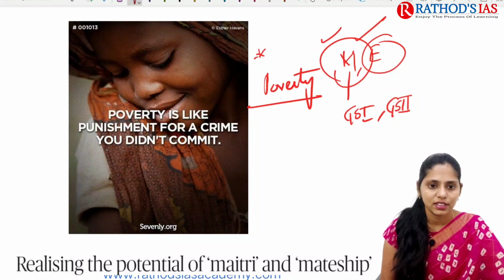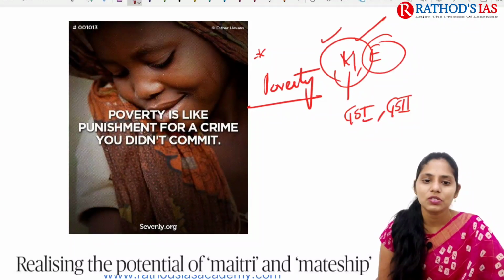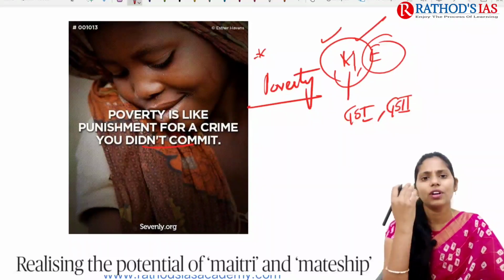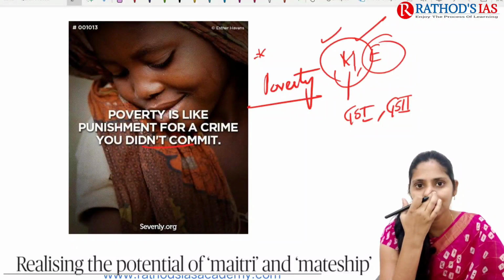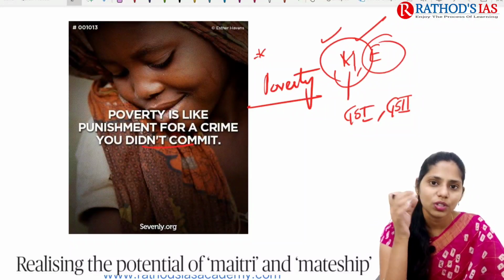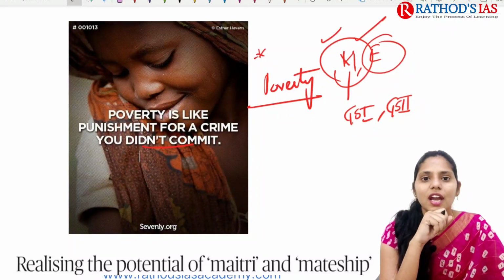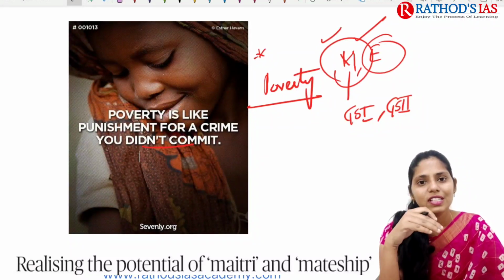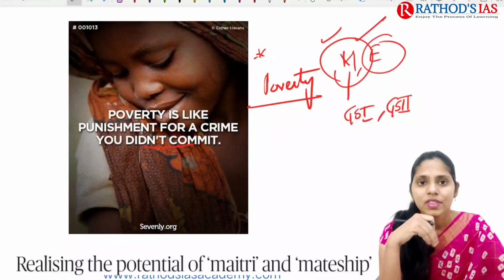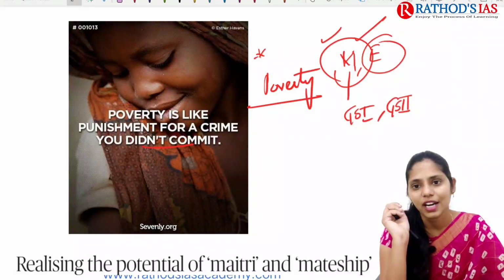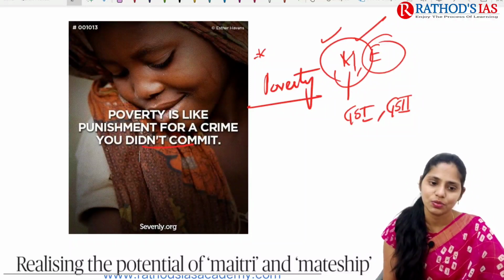So the quote here is, poverty is like punishment for a crime you didn't commit. So poverty is nothing but a punishment. Because if you are in poverty, it means you are not going to get enough food. You are not going to get proper nutritional requirements. You are not going to get proper clothing. And even in society, we can see there is deprivation because of poverty. So here, poverty is like a punishment for a crime you didn't commit. You can use this quote whenever you're writing an answer regarding poverty and even in your essay as well.